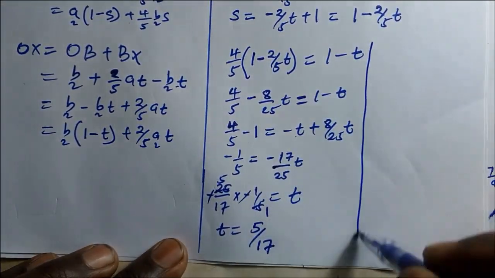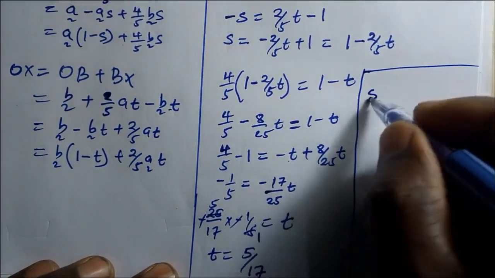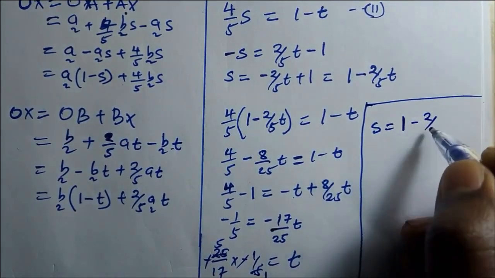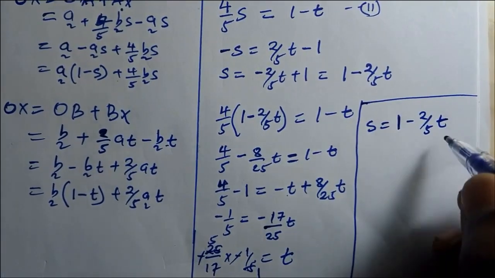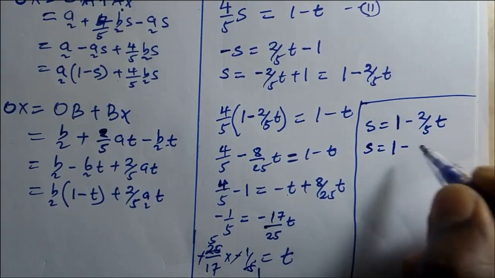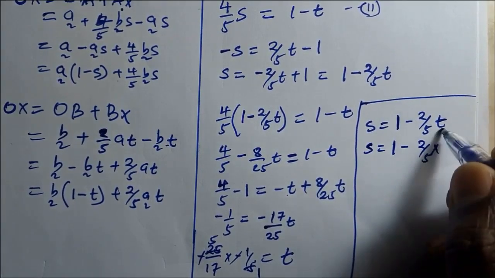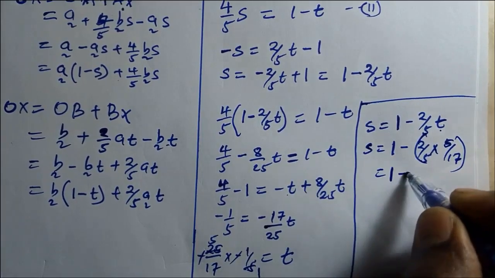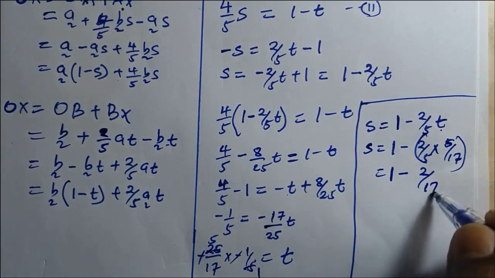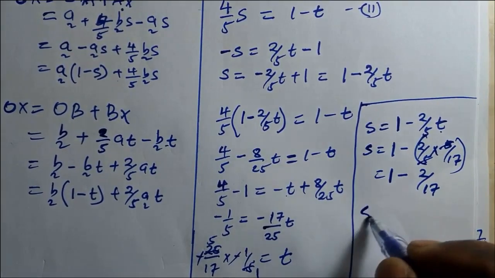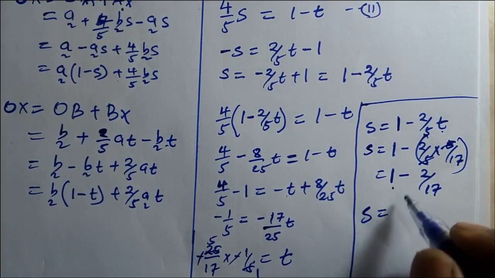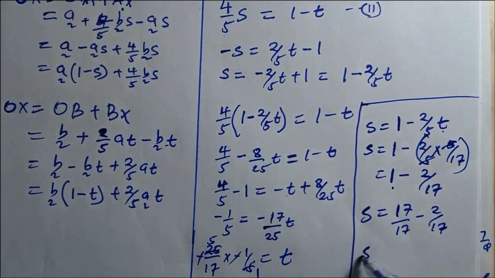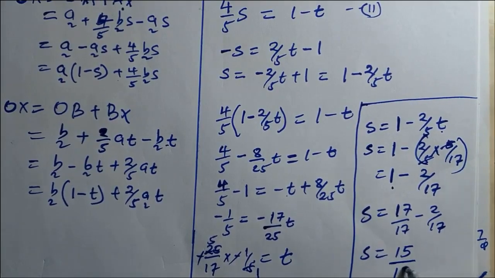So to get s, remember we said that s is equal to 1 minus 2 over 5t. Now we have t. The s will be equal to 1 minus 2 over 5 times t, and our t is 5 over 17. So this is 1 minus 2 over 17, because 5 and 5 will cancel out. So s is equal to 17 over 17 minus 2 over 17. S is equal to 15 over 17.